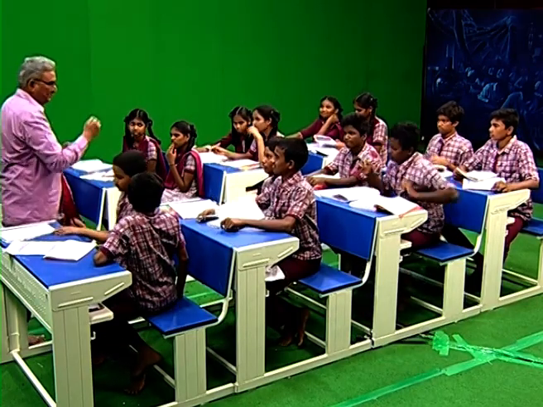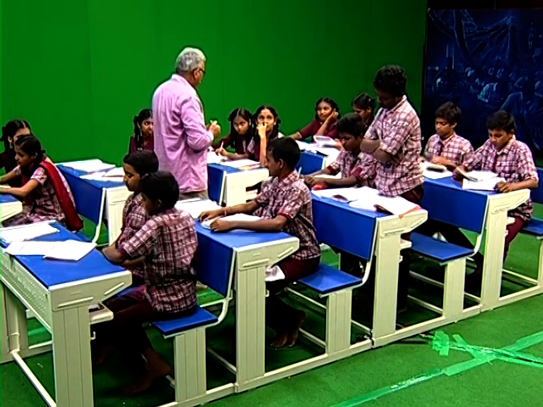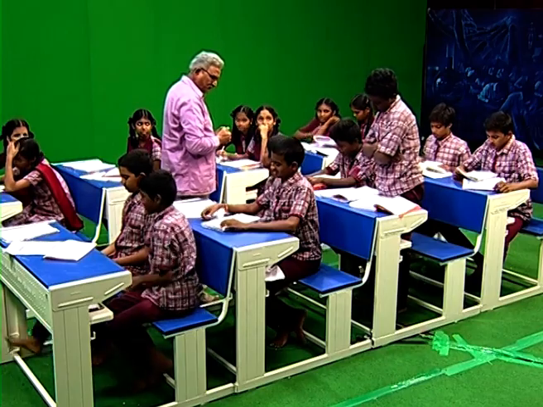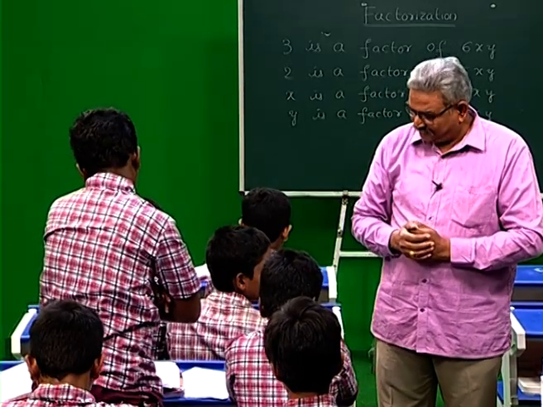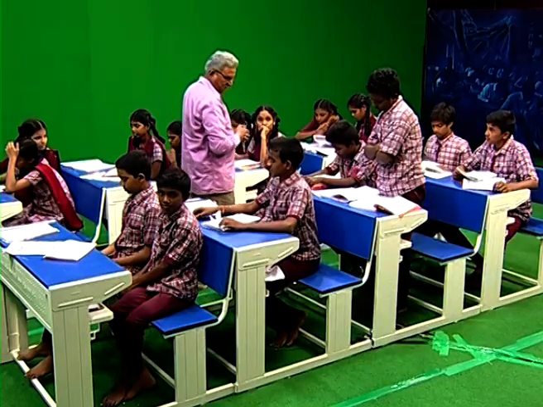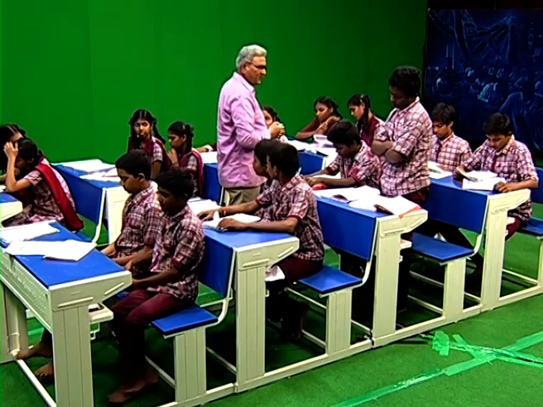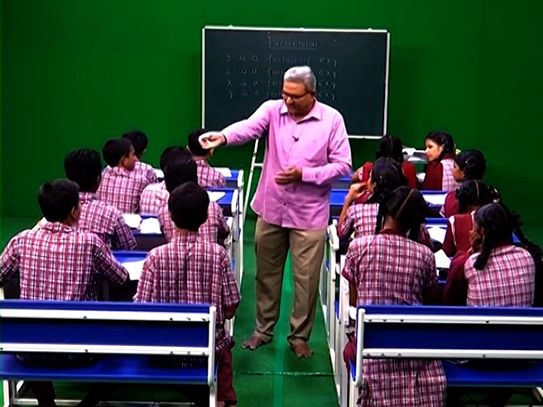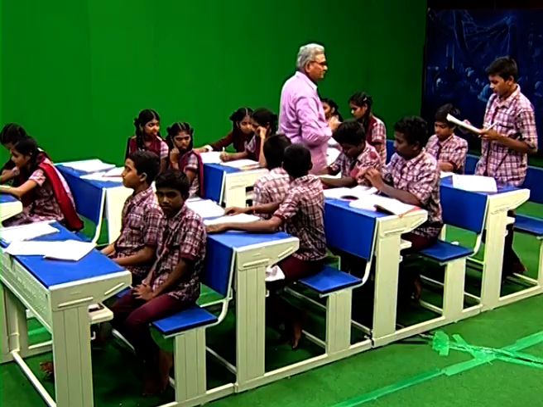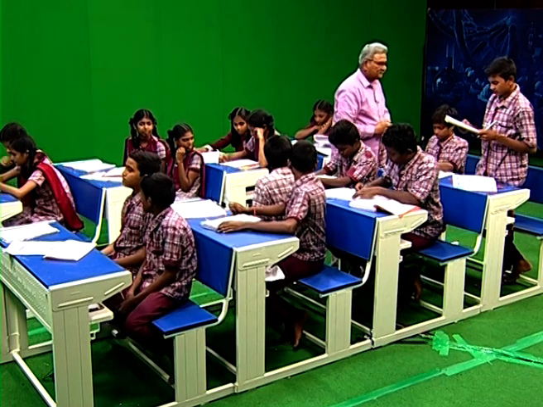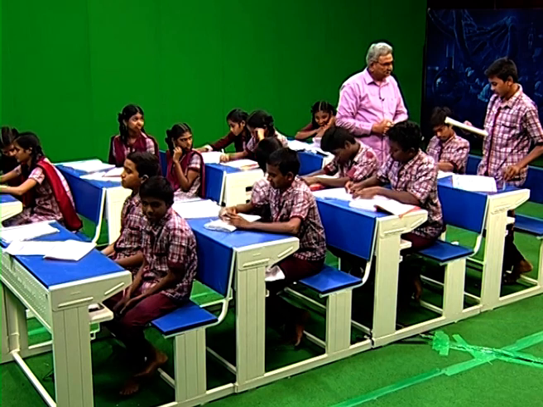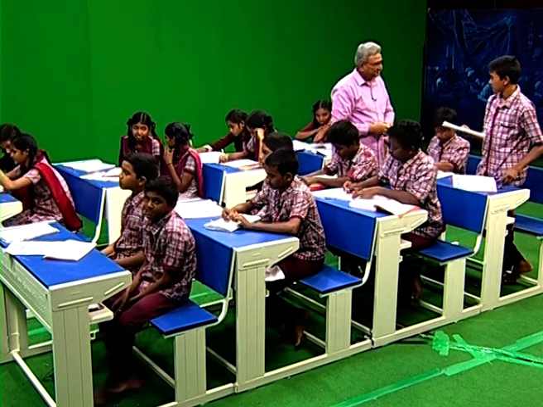Wonderful. Yourself. 9 is a factor of 9xyz. 3 is a factor of 9xyz. Very good. X is a factor of 9xyz. Y is a factor of 9xyz. Z is a factor of 9xyz. Okay. Yourself. 9 is a factor of 9xyz. 3 is a factor of 9xyz. X is a factor of 9xyz. Y is a factor of 9xyz. Z is a factor of 9xyz. Very good.